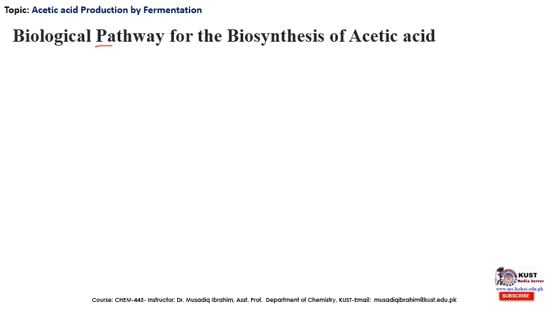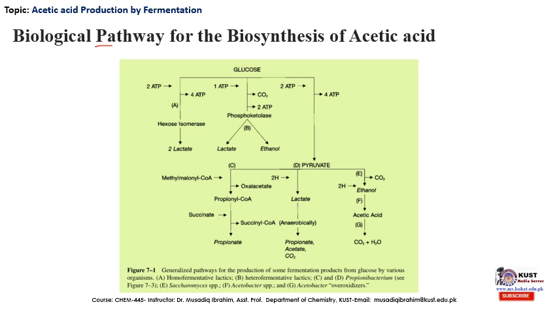Now, the biological pathway for the biosynthesis of acetic acid. In this flow sheet diagram you can see that at the start you have glucose as the starting material, and it is being converted into lactate, ethanol and pyruvate by different pathways. Here we are more interested in acetic acid, so we will focus on this pathway, because the rest of the pathways give you propionate, acetate, carbon dioxide.